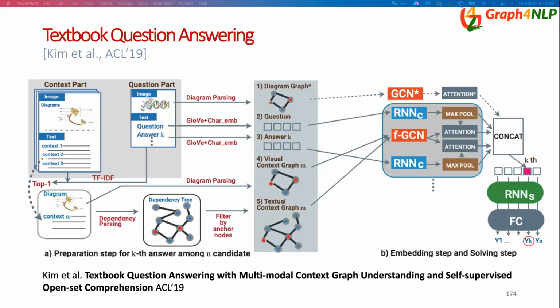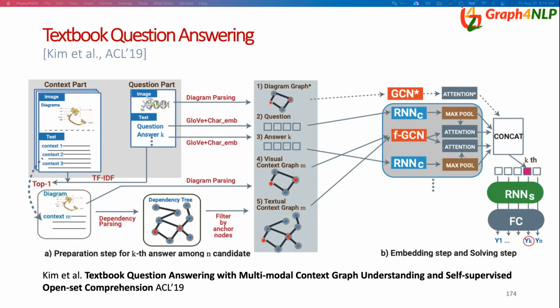So on the high level, we can view the system as having two main steps. The first is the preparation step, where the context M is determined by TF-IDF score with the question and the case answer. Then the context M is converted into a context graph M. The question and case answer are also embedded by graph and character embedding. This step is also repeated for all the candidates.